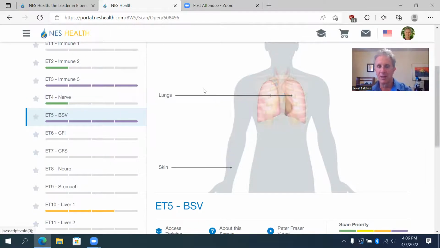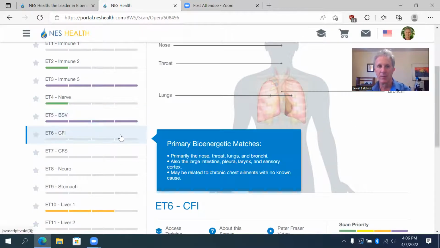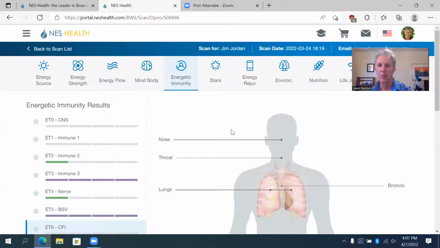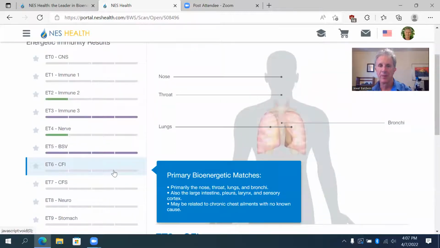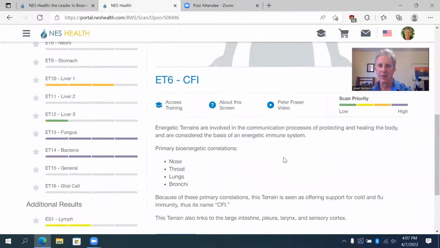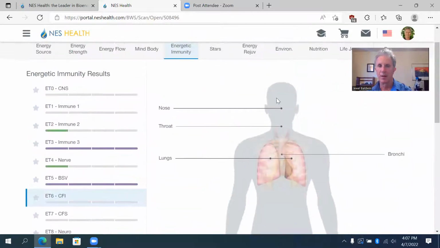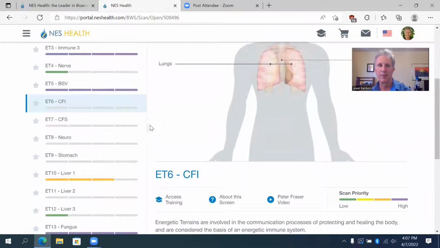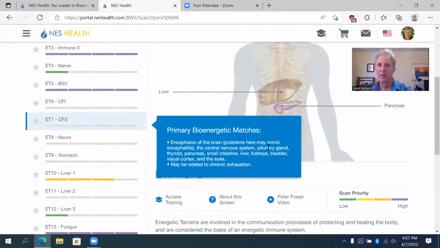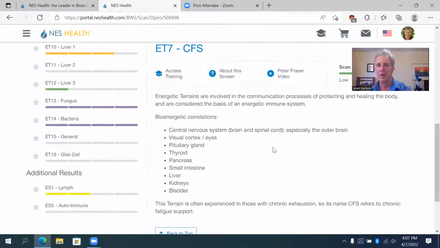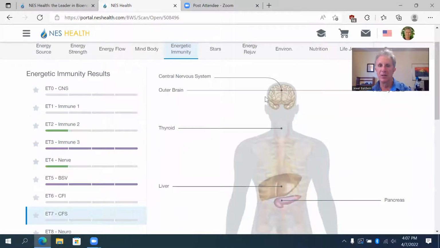And the infoceutical is designed to send messages to support the healing process. Number 6 is colds, flus, and influenza. That's what it stands for, more nose, throat, lungs, bronchi, also respiratory, also more in the nose and throat support. CFS is chronic fatigue syndrome. So this is broader. This includes the central nervous system, the thyroid, the liver, the pancreas. This is where the healing messages are going in ET7.